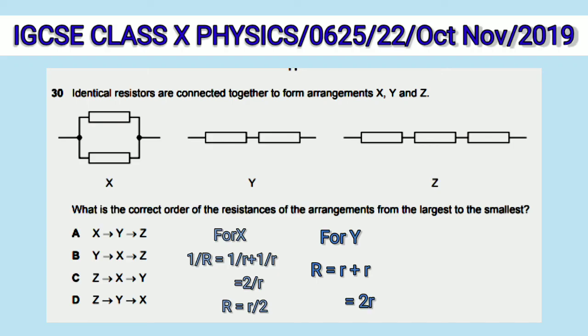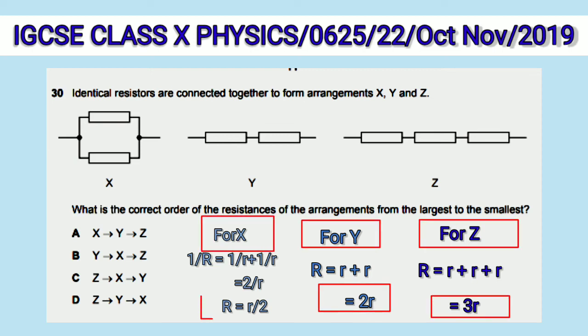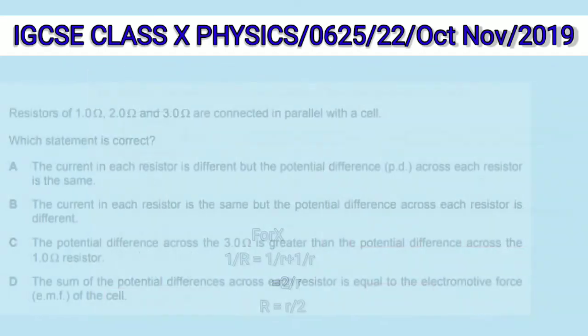For Z it is 3 resistances. So R plus R plus R will give us effective resistance of 3R. So the correct order of resistances of the arrangements from largest to smallest is first Z, which has resistance 3R, Y 2R, and X R by 2. Correct option is D, Z, Y, X.